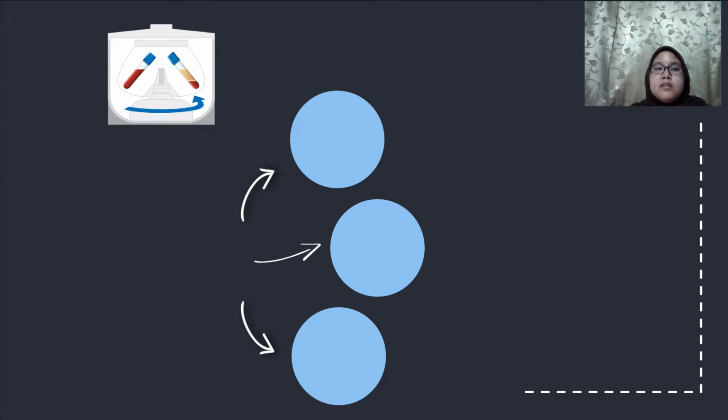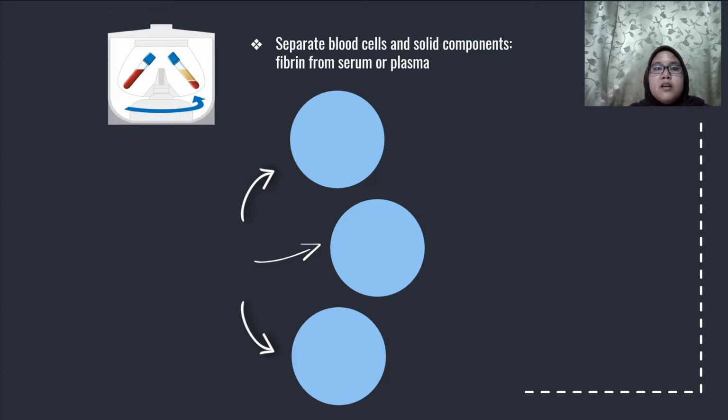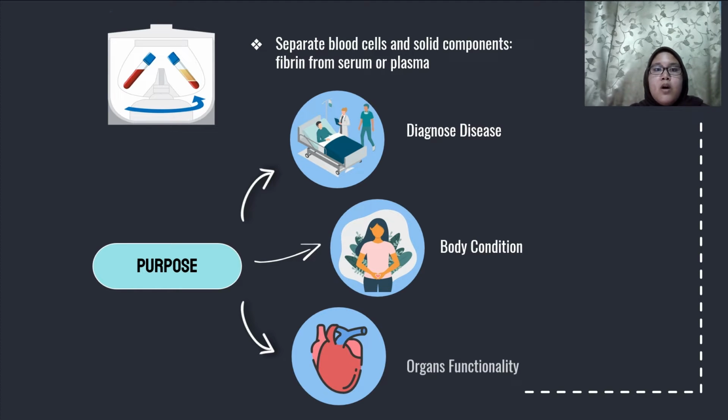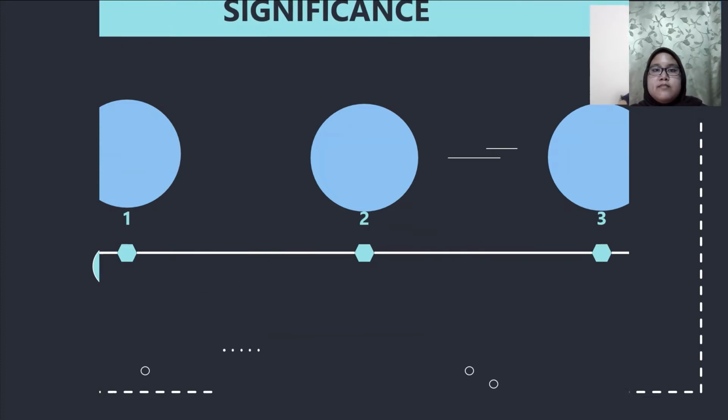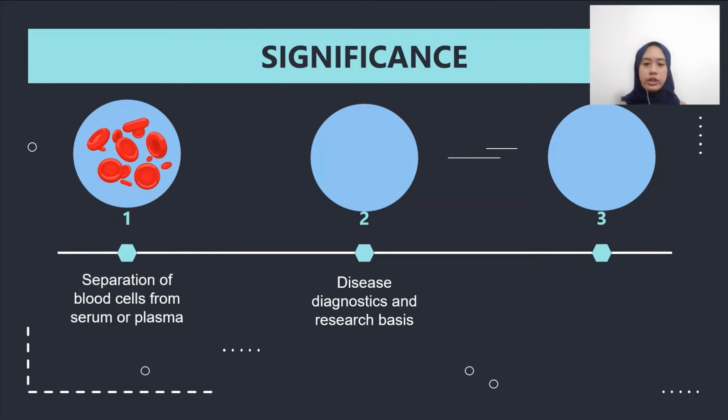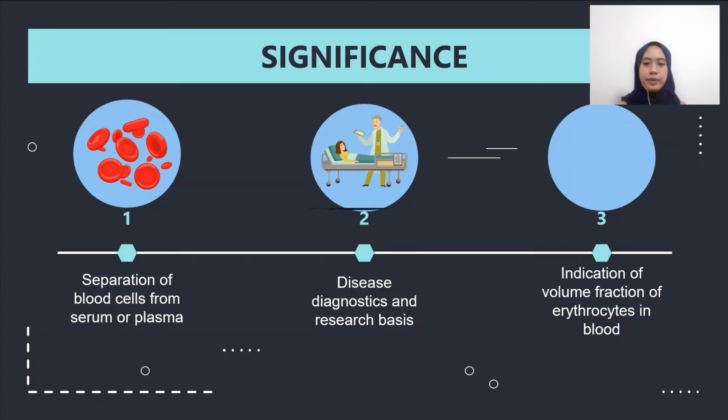Analysis of blood samples requires centrifugation prior to the analysis to separate blood cells and other solid components such as fibrin from serum or plasma. It is important as it helps to diagnose diseases and conditions and find out how well our organs work. Explaining further for the next part, which is the significance of centrifugation of a blood sample.